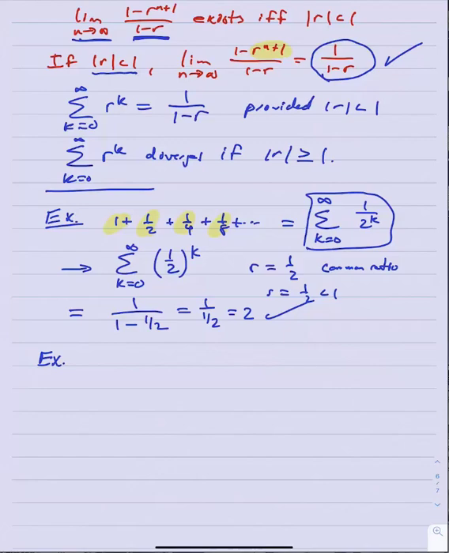So how about something like the infinite series n equals 0 to infinity of 3 to the minus n? Well, of course, I know that's really just the sum from n equals 0 to infinity of 1 over 3 to the n. And I recognize that that is really just (1/3) to the n, which according to my formula should be 1 over 1 minus r, where I recognize 1/3 as that common ratio. That would be 1 over 2/3, which is 3/2.